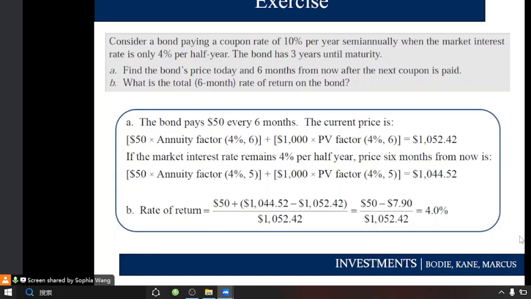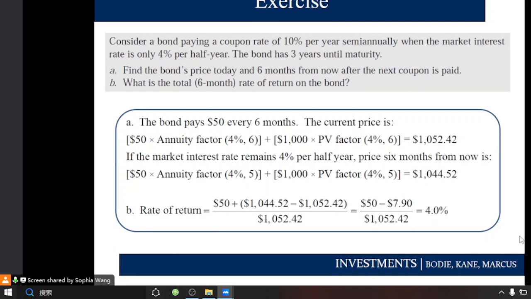That means you have 6 periods for coupon payment, because it's semi-annual and you have 3 years, so it will pay you 6 times. The market interest rate is 4% per half year, and the bond has 3 years until maturity. Please find the bond price today and 6 months from now after the next coupon is paid. And second, what is the total 6-month rate of return on the bond?